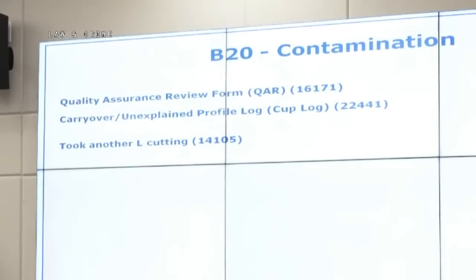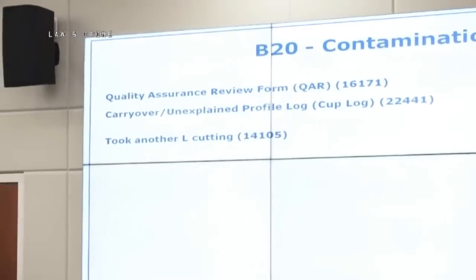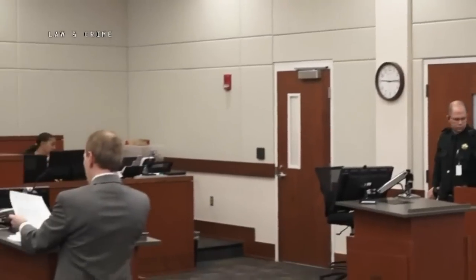And I believe you already have the DNA analysis carryover unexplained profile log up there, correct? Yes, sir. And you got the quality assurance review form? Yes, sir. Okay. I'm going to switch this one. You have page number 19091 on the QAR, is that correct? No, sir. Can you tell me what the number is? Let me pull up my glasses. Yes, please. I put the wrong number because it was given to me twice. It looks like it's 014991, but can I come up here?